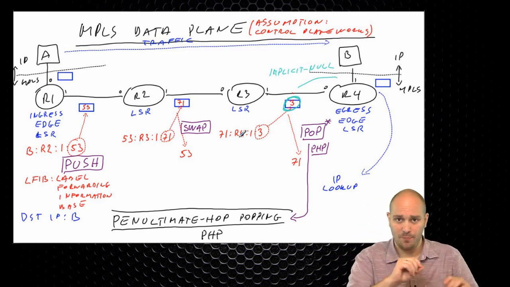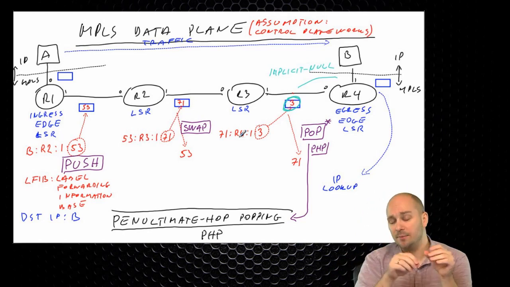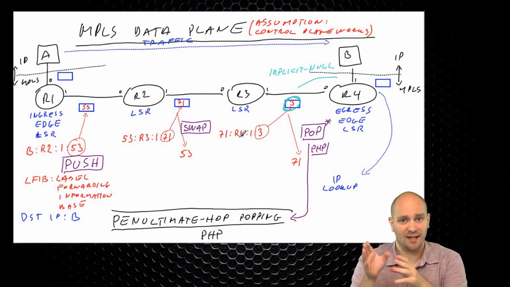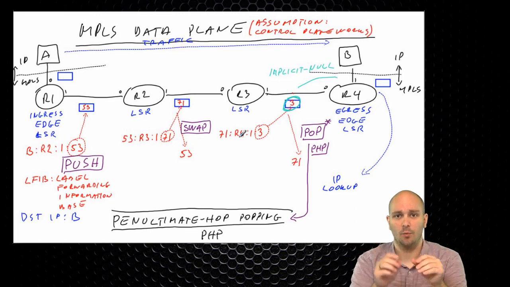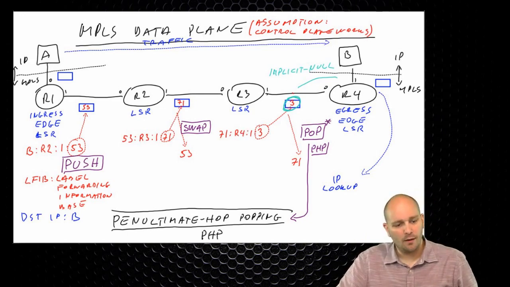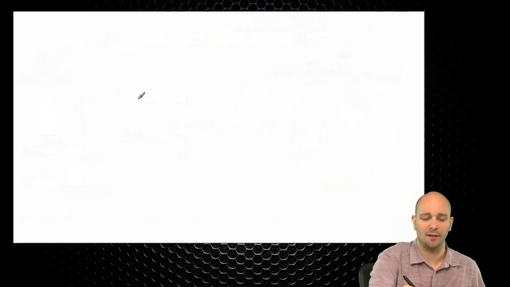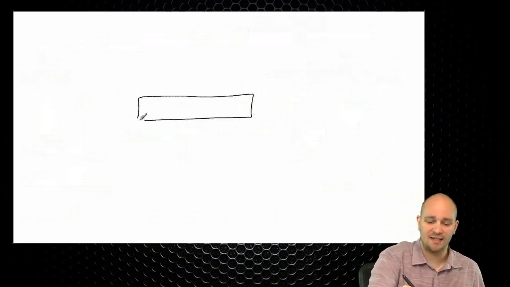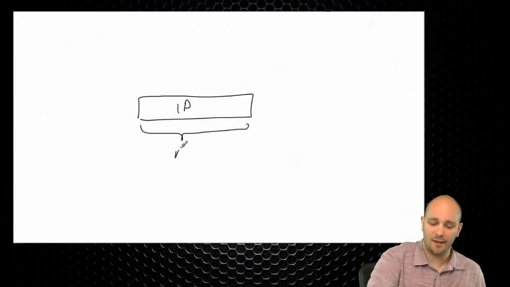Now, the S bit in the MPLS label stands for bottom of the stack label. The bottom of the stack bit will always be set to 1 on the label that is closest to the payload. So there are cases when you are going to have more than one label on the MPLS packet. I wanted to talk about this later on, but anyways, let's do it now. So let's say that this is the regular IP packet. From the MPLS perspective, this is payload.